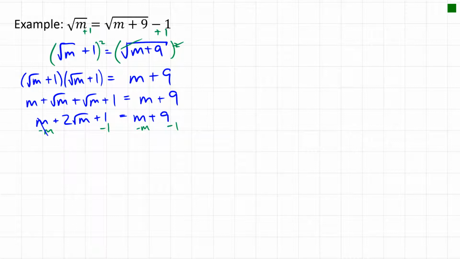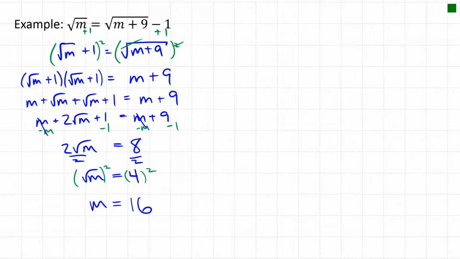So the m's actually cancel, which is really nice. And so I'm left with 2 root m equals 9 minus 1, which is 8. And I divide by 2, left with root m equals 4. And now I can square each side to get rid of that radical, and I'm left with m equals 16. So I got a little lucky because those m's canceled in this example. So it wasn't too complex, but you go from having to solve a radical equation to having to still solve a radical equation, but a slightly less complex one.